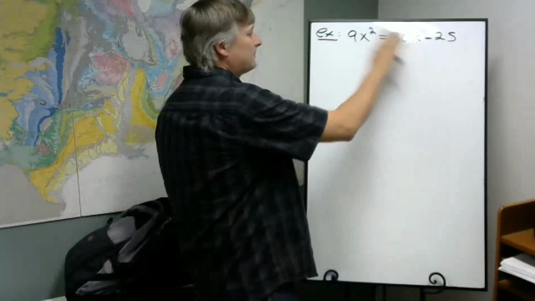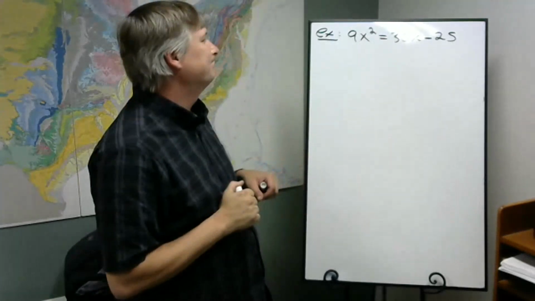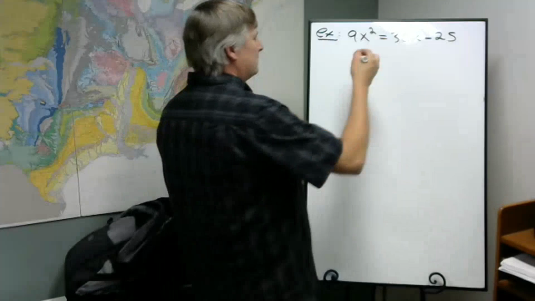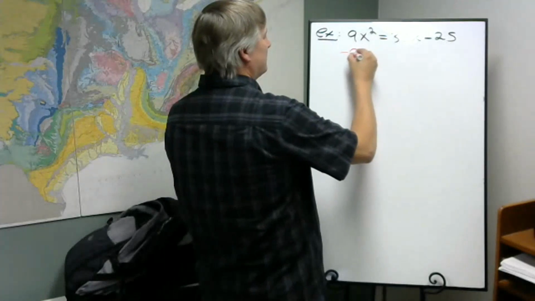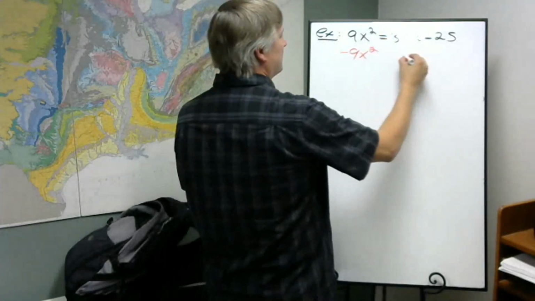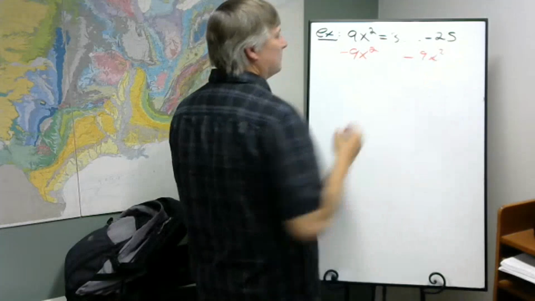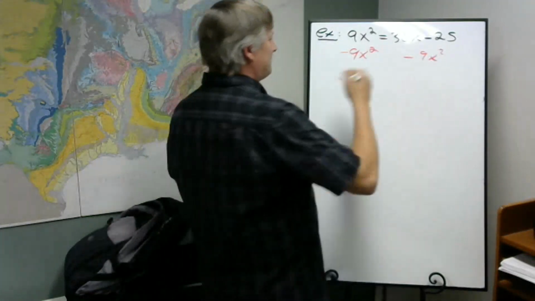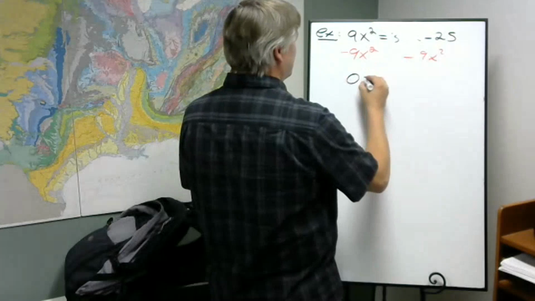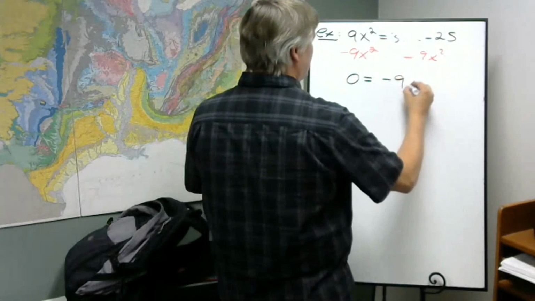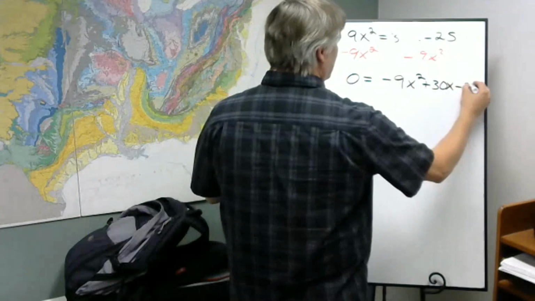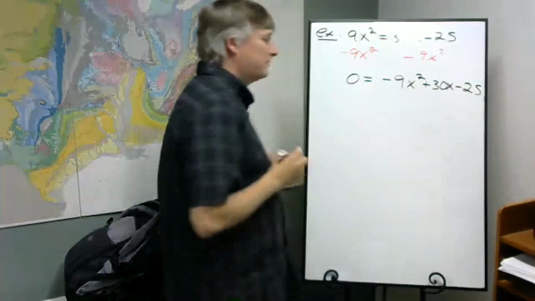You can subtract this. And let's live dangerously. Let's be different. So let's subtract 9x squared from both sides. And if we do that, we'll get 0. This will be negative 9x squared plus 30x minus 25.